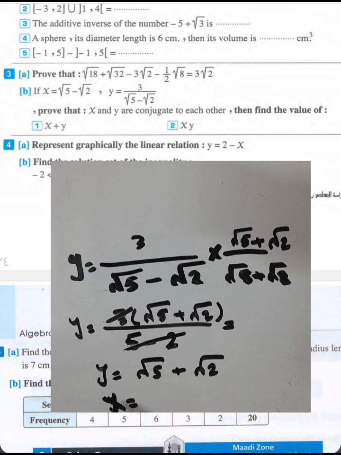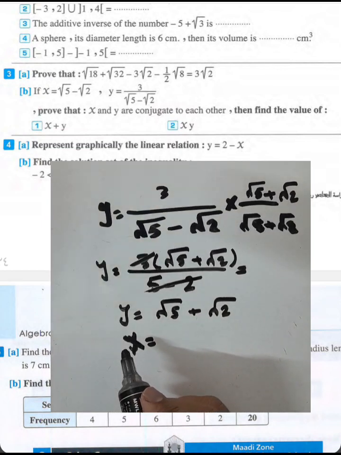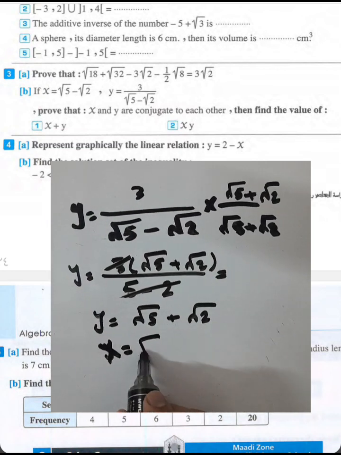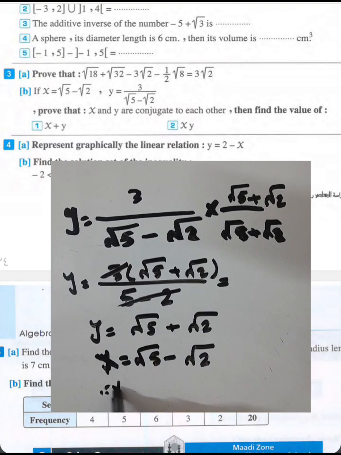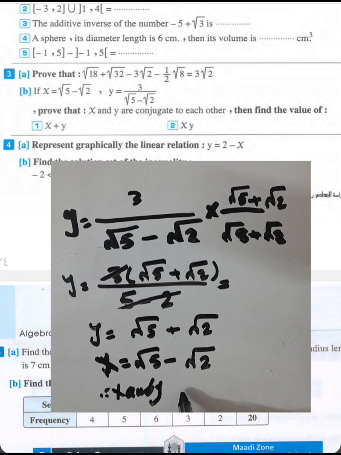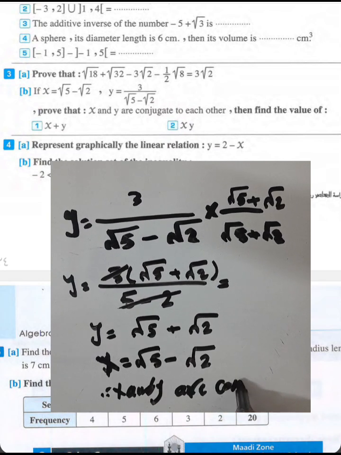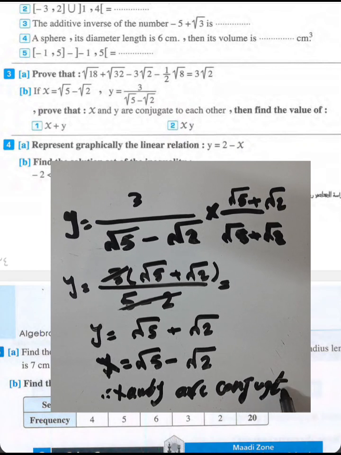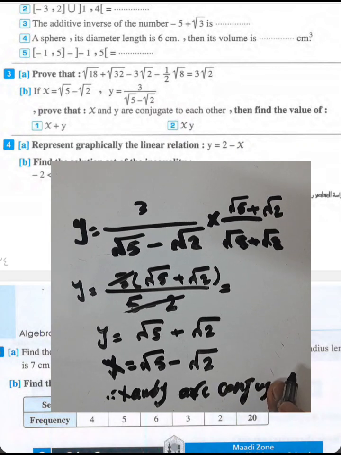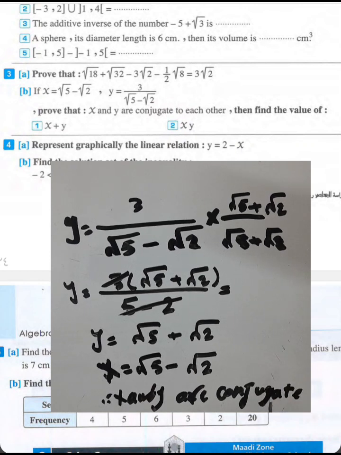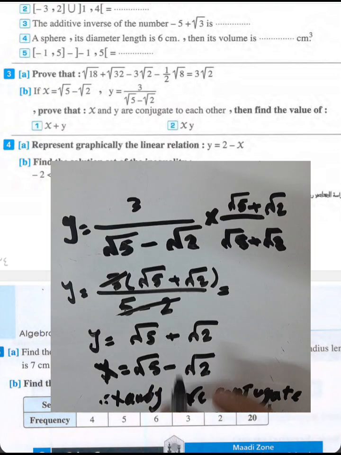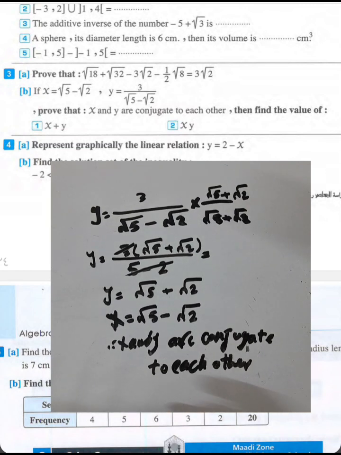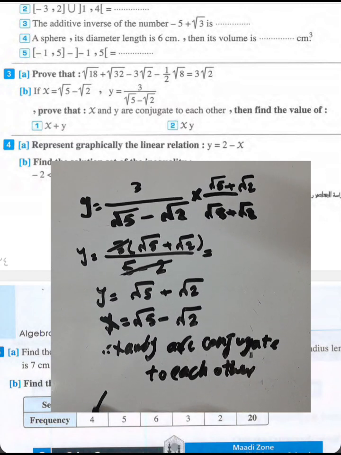And we have x. He gave us x equal to root 5 minus root 2, then x and y are conjugate to each other, because the sign here is inverted, positive and negative. Okay, then x and y are conjugate to each other, and then you want to find x plus y.